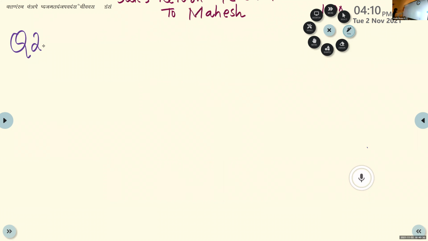Question number 2. Rectify the following errors. Credit sales to Mohan rupees 7,000 were recorded as rupees 700. Credit purchase from Rohan rupees 9,000 were recorded as 900. Same transactions, but the case is different. Goods returned to Rakesh 4,000 were recorded as rupees 400. Return from Mahesh rupees 1,000 were recorded as rupees 100.